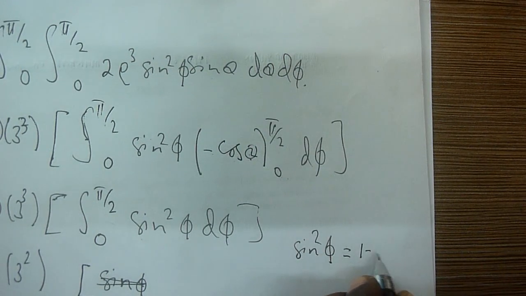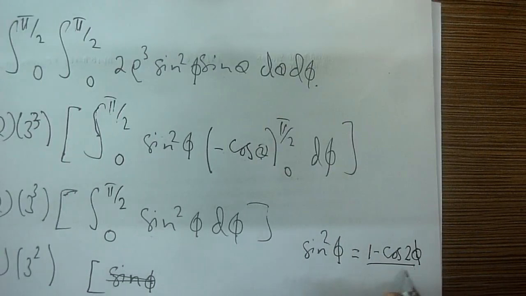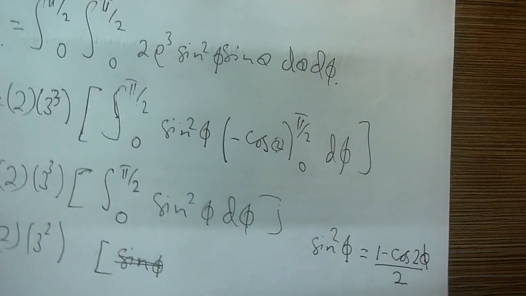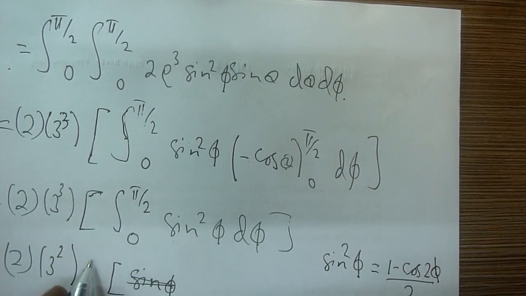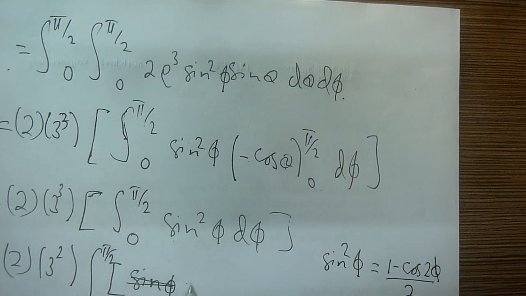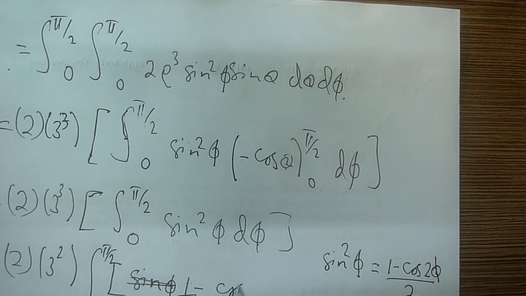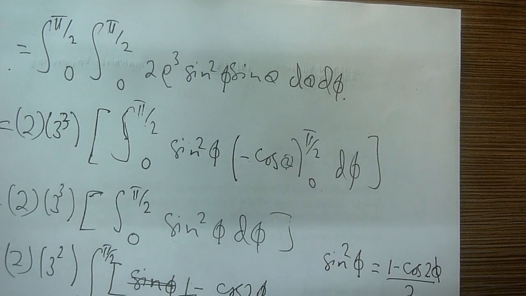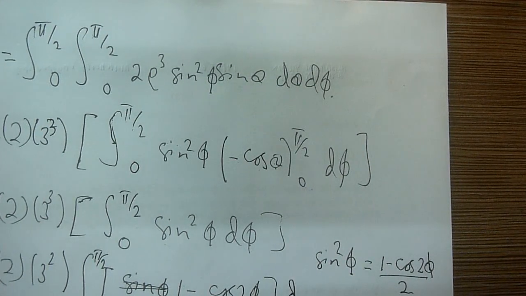We can use 1 over cos 2 theta 2 phi. Okay, divide with the 2. Agree? Okay, therefore basically it's the integral from 0 to pi over 2 of 1 minus 1 over 2 cos 2 phi, d phi.